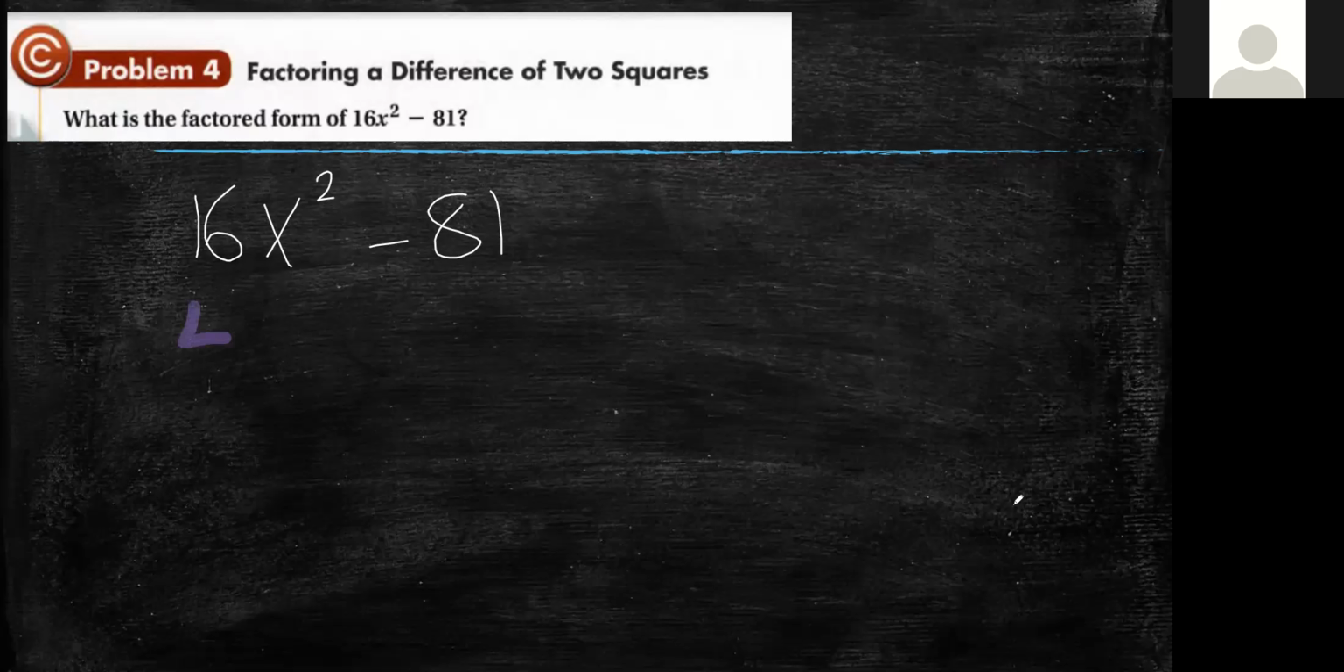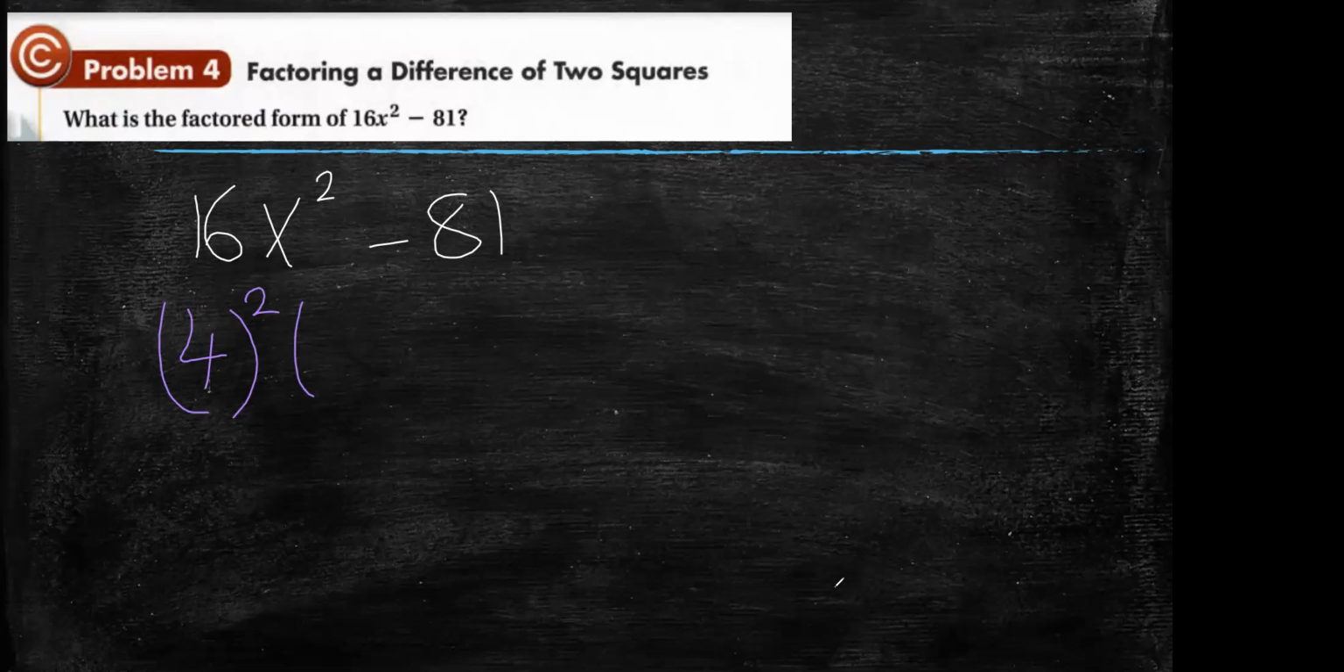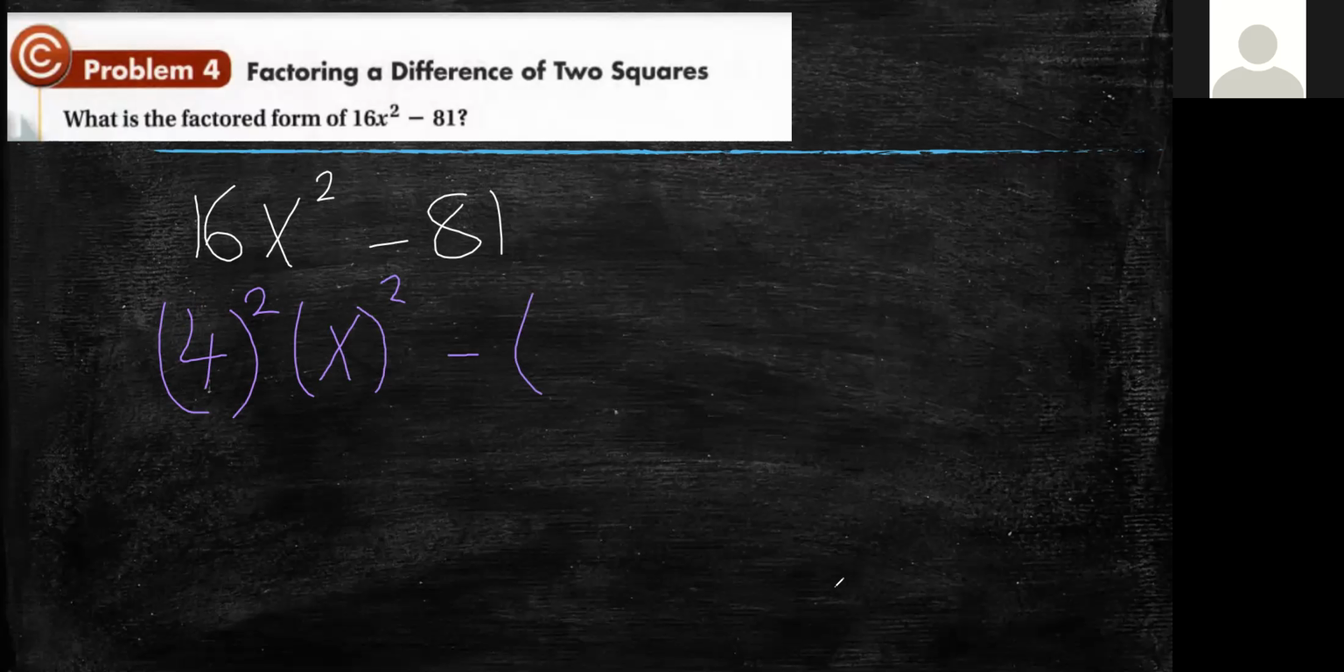Yes, it is 4 squared. And x squared is the square of x. Then 81 is minus 9 squared. So now let's take the numbers.